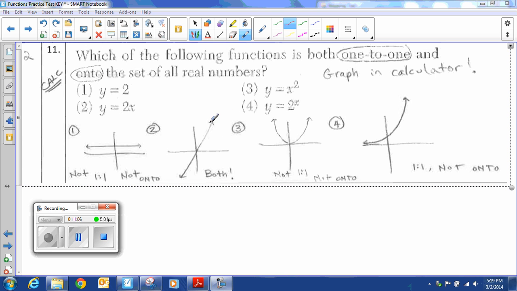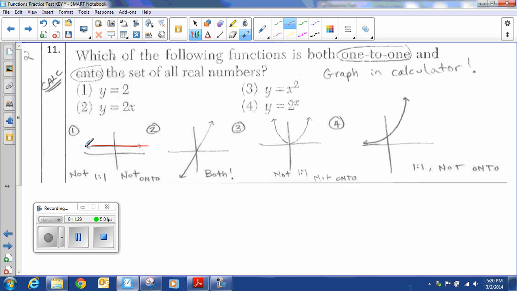All right, once again with number 11, graph all of your answer choices. Here's y equals 2. Here's y equals 2x. Here's x squared, our good old parabola. And here's y equals 2 to the x power, which is our exponential function. So they want to know which one is both one-to-one and onto. This one is not one-to-one because the horizontal line test would intersect infinite number of places. It's also not onto because there's many values left over in the range.